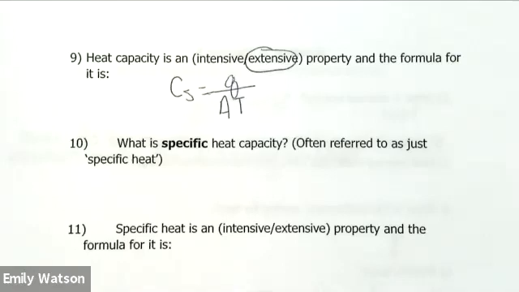So that's heat capacity. So now let's talk specific heat. The full term is specific heat capacity, but I feel like that gets confusing, so I just say specific heat. So what is specific heat? It's very similar to heat capacity, but there's just one very small difference. Yes, that is true. There is a list of specific heats.